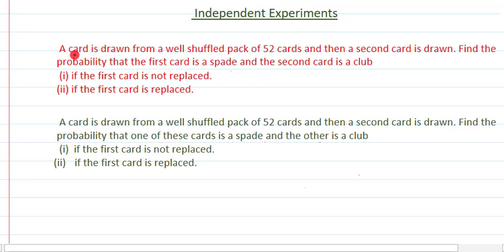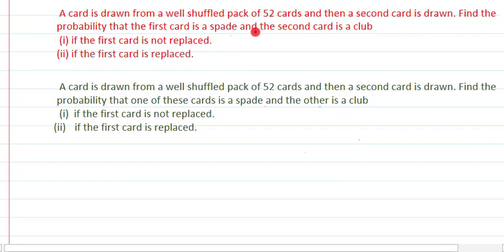The first example is a card is drawn from a well shuffled pack of 52 cards and then a second card is drawn. Find the probability that first card is a spade and second card is a club, when first card is not replaced. So in the case when it is not replaced, you have already solved such type of questions. Let me solve it again to make you see the difference between the two examples.